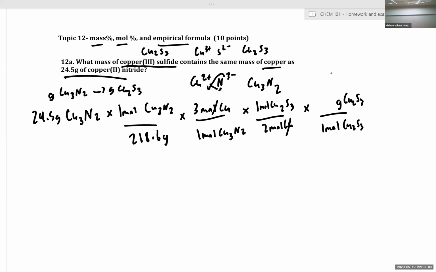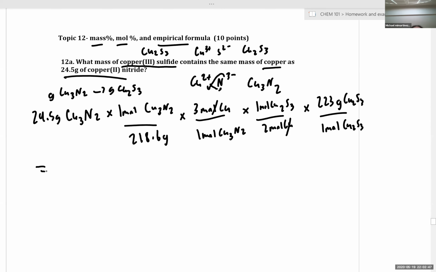one moment, just punching that into my calculator. Let's look up the molar masses from the periodic table and just make sure that we get this calculation done correctly. Okay, so we have 32 times 3 plus 63.5 times 2, which is 223.